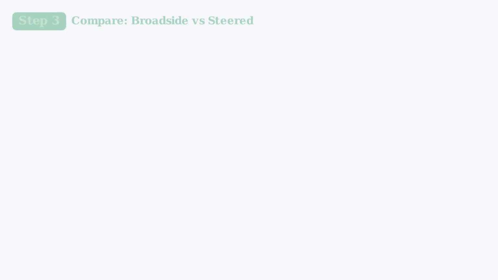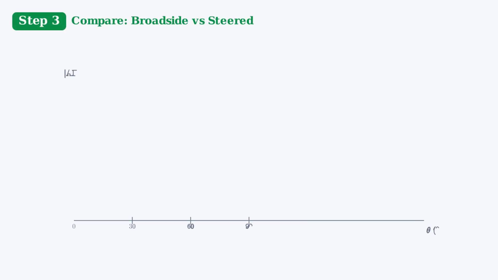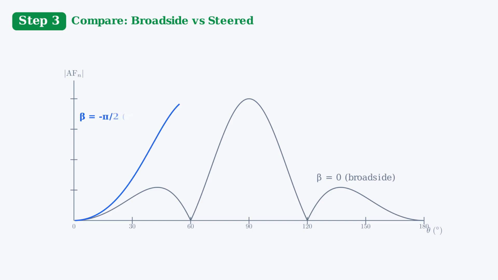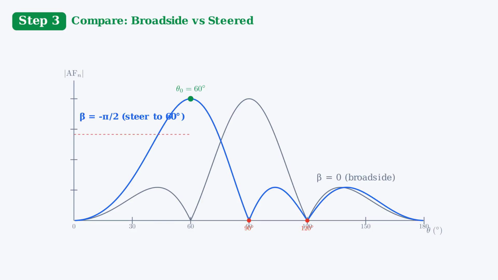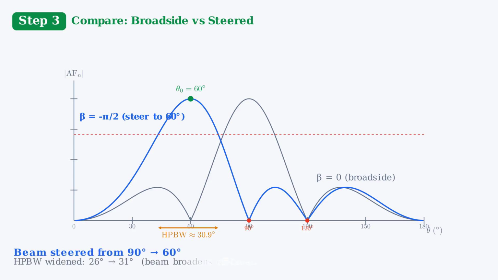Step 3. Compare with broadside. The graph shows both patterns on the same axes. The gray curve is our broadside pattern from problem 2, peak at 90 degrees. The blue curve is the steered pattern, peak shifted to 60 degrees. Notice, the nulls moved from 60 and 120 in broadside to 90 and 120 in the steered case. Also, the beam is slightly wider, about 31 degrees instead of 26. This is normal. Beams broaden when steered away from broadside.